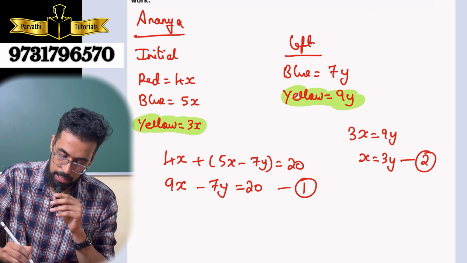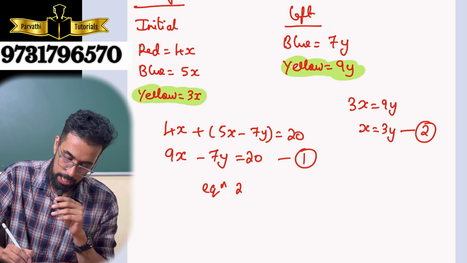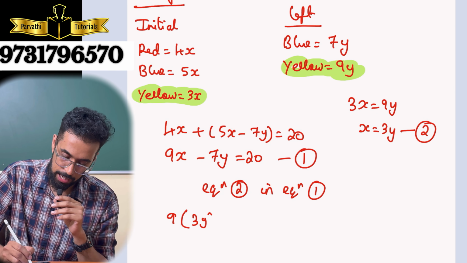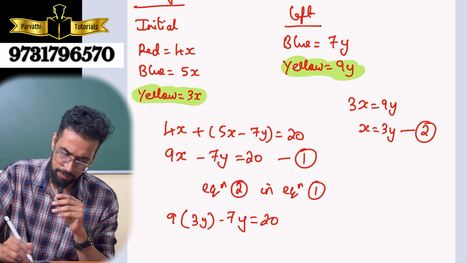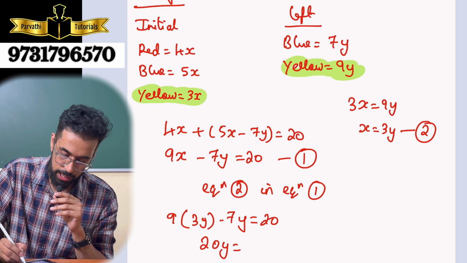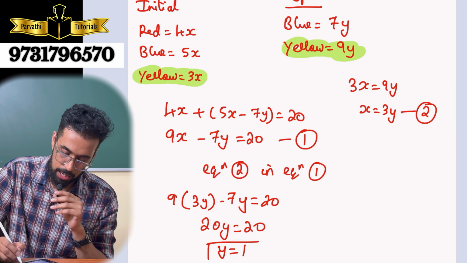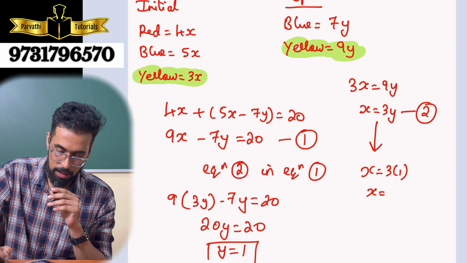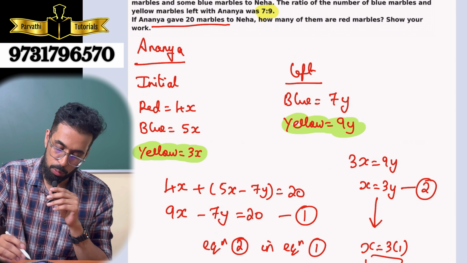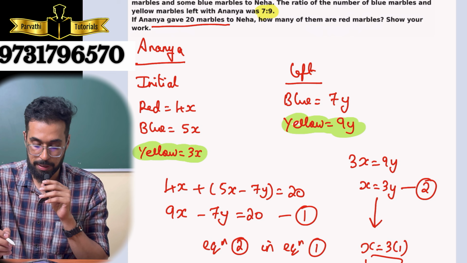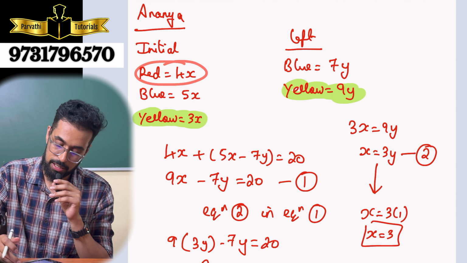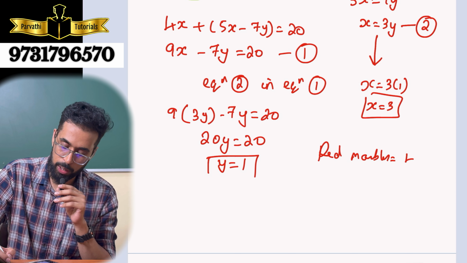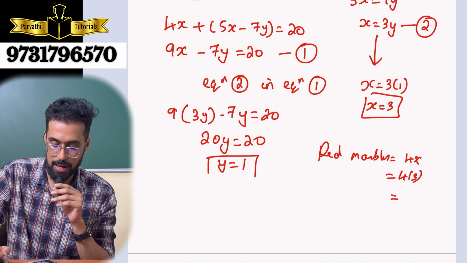Now let's substitute equation 2 in equation 1. In the place of x in 9x, we substitute 3y: 9 times 3y minus 7y is equal to 20. This would give us 27y minus 7y, which is 20y, equal to 20. So the value of y is 1. If the value of y is 1, let's use our second equation, which gives the value of x as 3. In the question we are asked to find the number of red marbles. The number of red marbles was initially 4x, so the red marbles would be 4 times 3, which is 12.